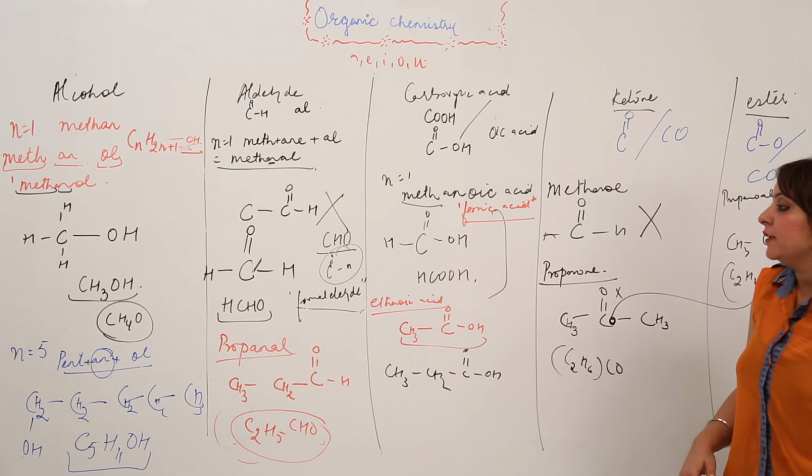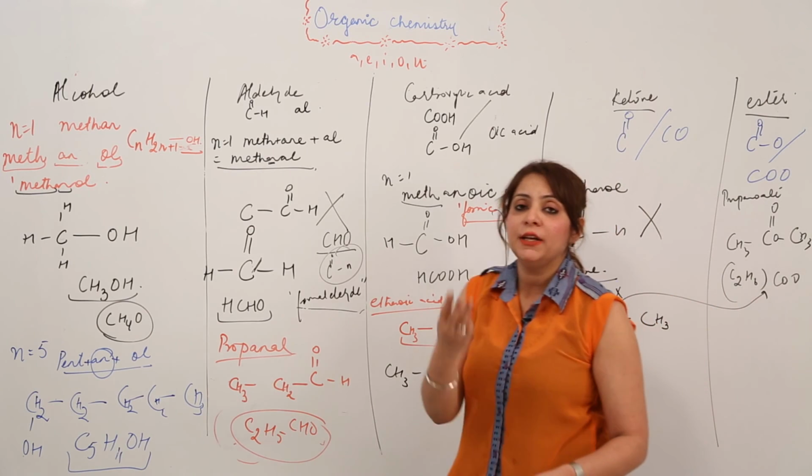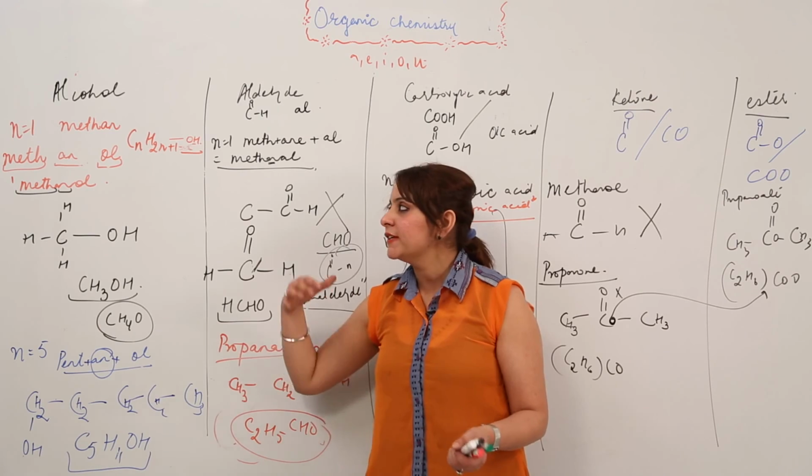The third important thing is that when you are making ketone and ester, their first member starts with a minimum of 3 carbon atoms. So this is how you are going to make the members of these functional groups.